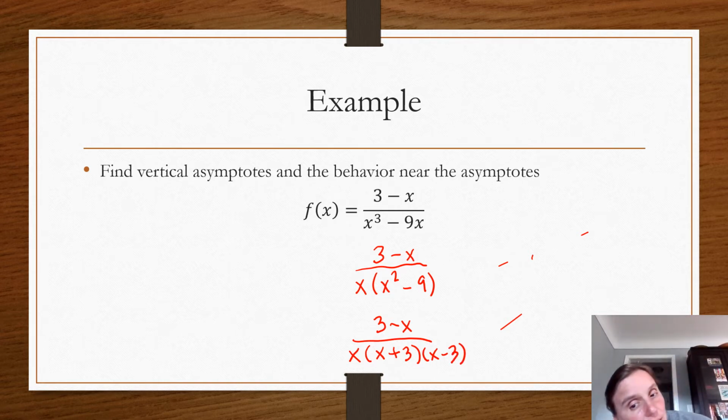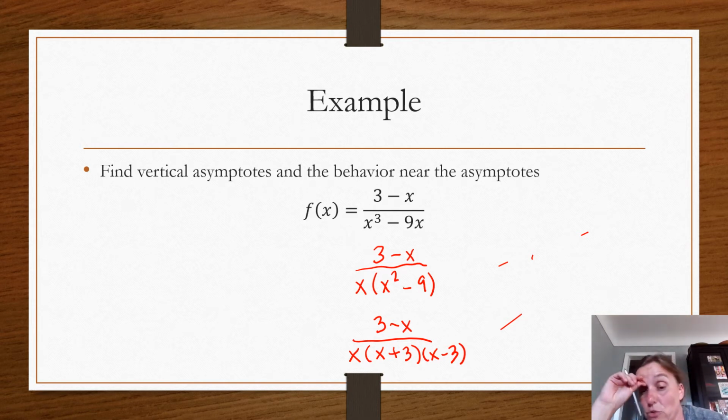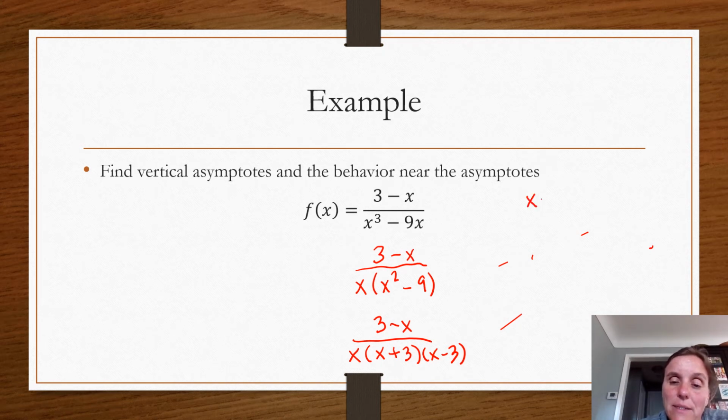And x equals 3 gives you 0 over 0, so x equals 3 is a hole. It's not an asymptote. But x equals negative 3 gives you a number over 0, and x equals 0 gives you 3 over 0. So we have asymptotes at x equals negative 3 and x equals 0. We do not have an asymptote at x equals 3 because that's a hole.